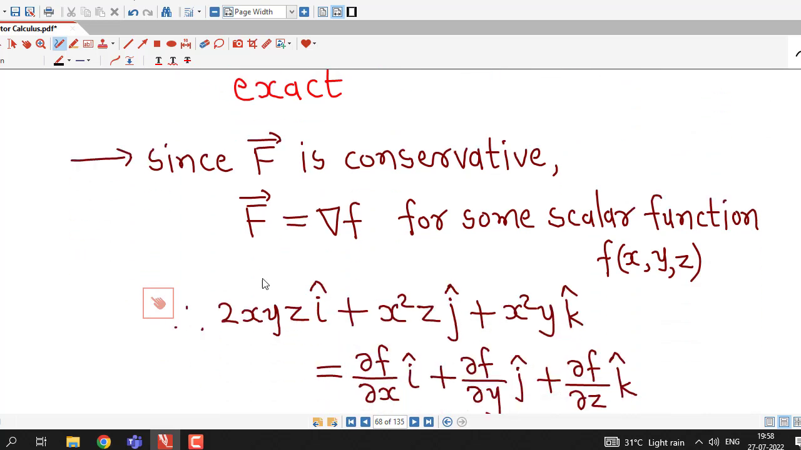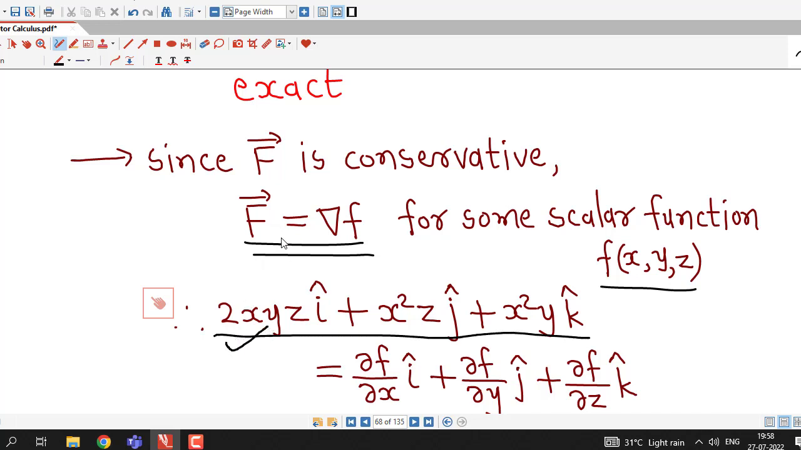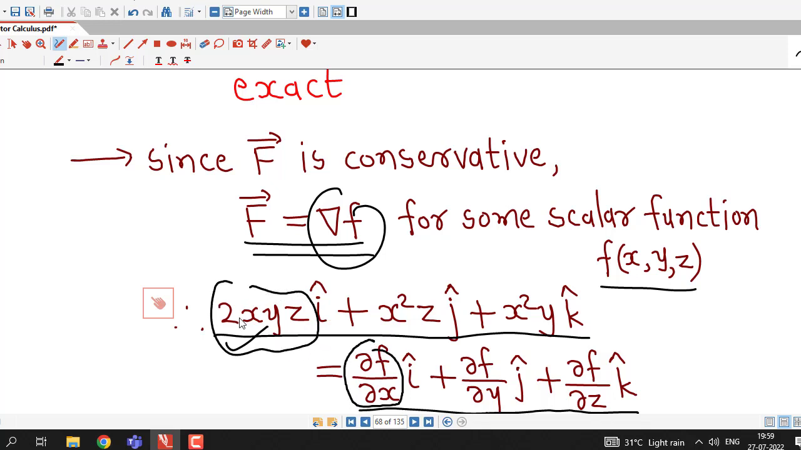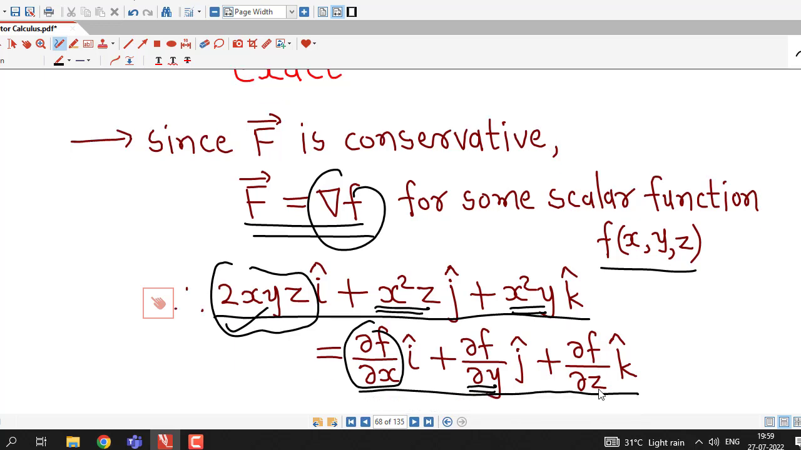Since f bar is conservative, f bar can be written as gradient of f for some scalar function f of x, y, z. Then we write down two vectors. F bar is, we have written given vector field, and gradient of f is del f by del x i plus del f by del y j plus del f by del z k. And we know that two vectors are equal if their components are equal. Therefore del f by del x will be equal to 2xyz, del f by del y will be equal to x square z, and del f by del z will be equal to x square y.